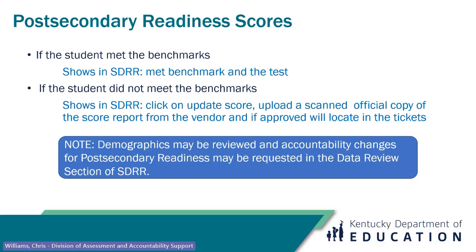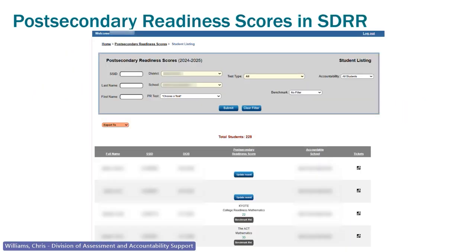Keep in mind that demographics may be reviewed and accountability changes for post-secondary may be requested in the data review section of SDRR, not underneath post-secondary readiness scores that we're talking about now. You would have to go back to module number 1, data review, and make any demographics and accountability changes to your students for post-secondary readiness. Because during this module, for post-secondary readiness scores, you're only looking at the scores for the student. Now let's see what that's going to look like.